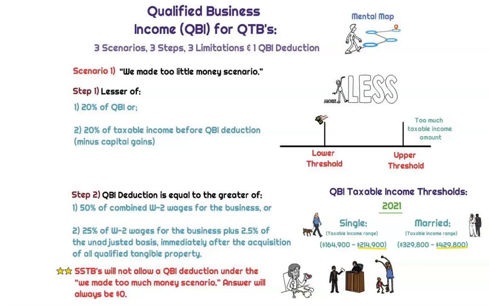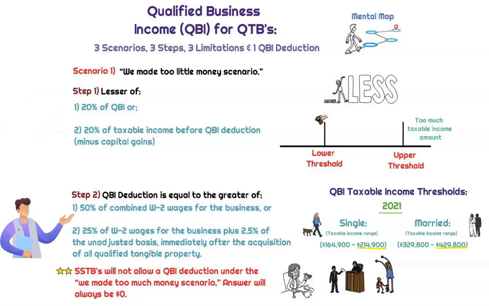All right, so let's zero in on this. Okay, so step one is taking the lesser of this 20% of QBI versus this 20% of taxable income minus capital gains. All right, they're already getting limited, but the IRS is now saying you made too much money, so we're going to limit this even more.